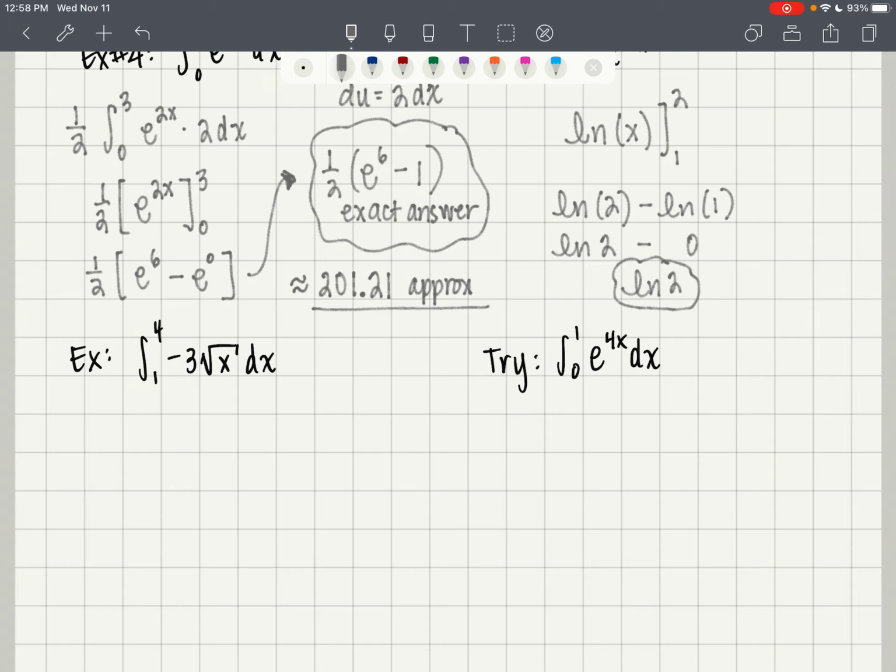And here we have the definite integral from 1 to 4 of -3 times the square root of x dx. Well, we're going to evaluate this by taking the -3 to the outside. We've got x to the 1/2 dx. When we take the antiderivative of x to the 1/2, we're going to get x to the 3/2 times 2/3. We have the -3 on the outside, and we're going to evaluate this from 1 to 4.